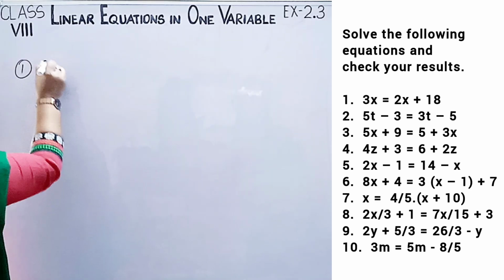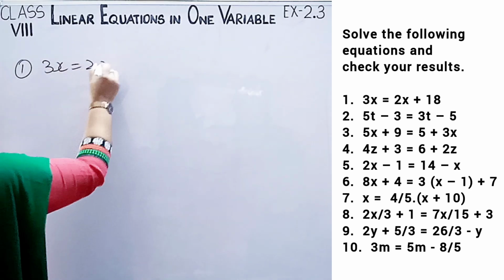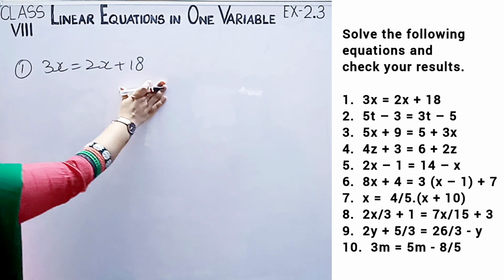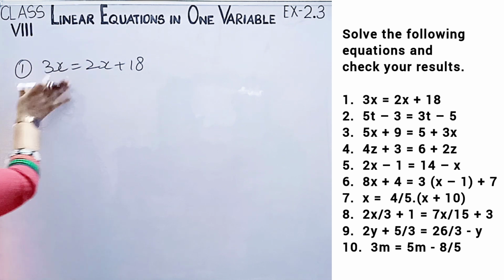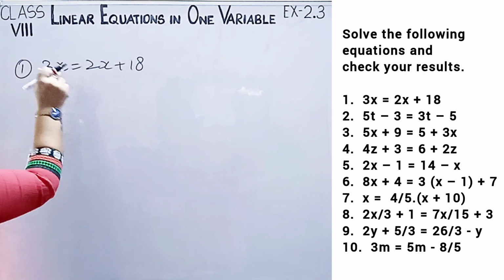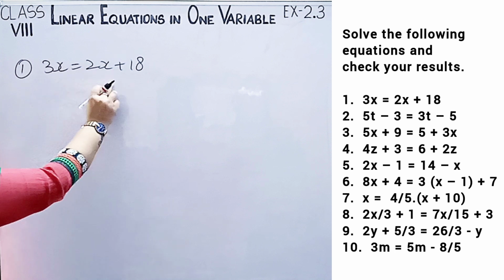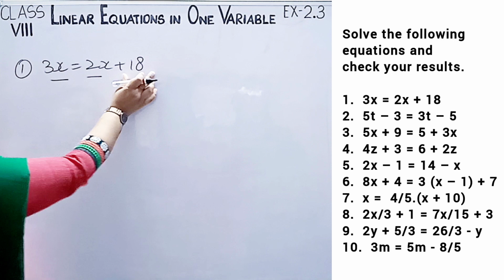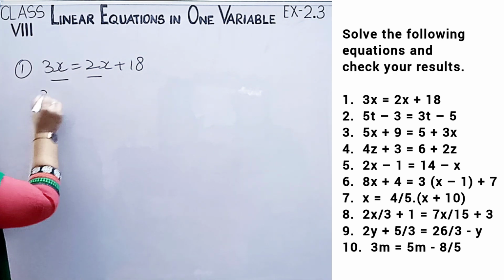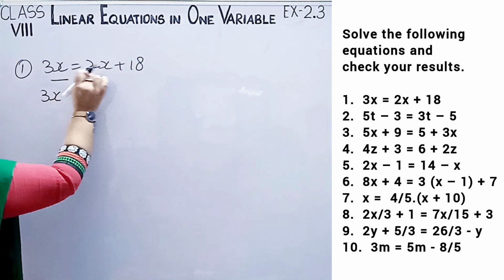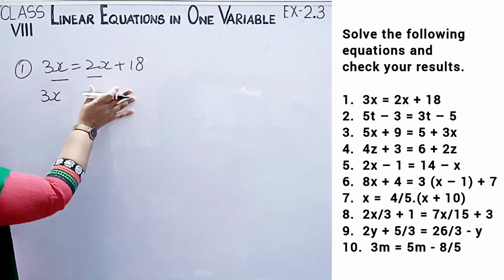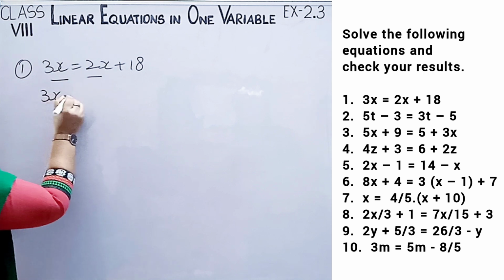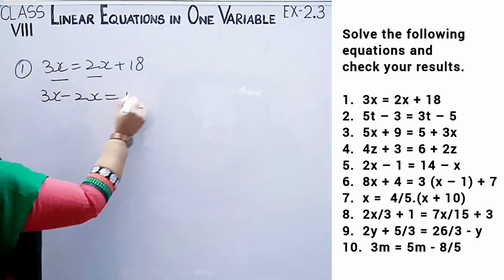Question number 1. 3x equal to 2x plus 18. So here we have constants and variables on the left hand side and right hand side with an equal to sign in between. So first of all, we will separate variables from constants. Here the 2x is on the right hand side, so we will transpose 2x from right to left. So it will be minus 2x equal to 18.